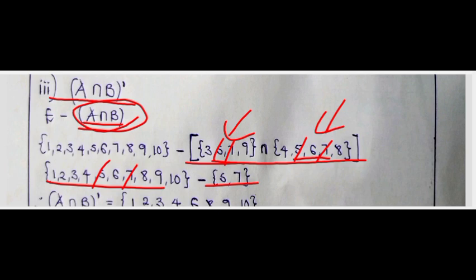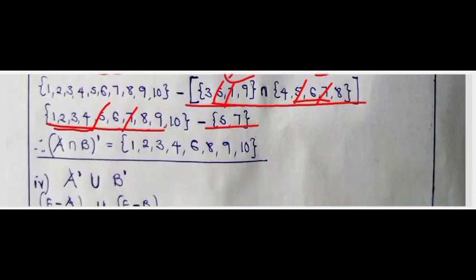So which members have we remained with? We remained with 1, 2, 3, 4, 6, 8, 9, and 10. And that will be our answer. So we simply say therefore, (A intersection B) complement is going to give us the members 1, 2, 3, 4, 6, 8, 9, and 10. And this will be our answer. Quite easy, huh?